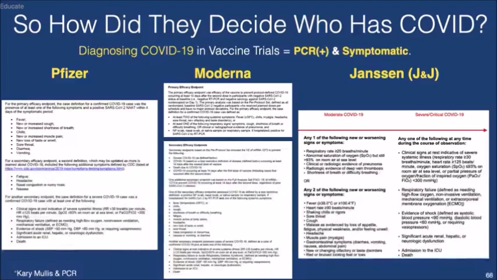So how did they decide who made the diagnosis of COVID? Well, you had to have two things. You had to have a positive PCR test, and you had to have a set of symptoms. Now, Pfizer's group is that group. The symptoms that are there are the same symptoms you would get with any infection. Viral, bacterial, fungal, tuberculosis, and in some cases, cancer. It's not very discriminating. Moderna, same problem, same issue.